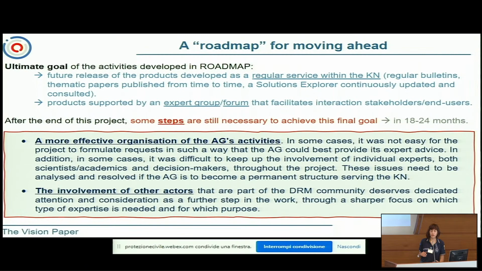To do this, we know that we need to do some steps. So we have a roadmap for moving ahead, the project roadmap. We think that the future perspective, the ultimate goal of our project, should be the future release of the products that we are presenting to you as a regular service within the knowledge network. So regular bulletins, thematic papers in a regular way of publication, the solutions explorer that's continuously updated and consulted. And we think it's important to have this product supported by an expert group and with a forum of collaboration. And when we talk about experts, we talk about a community which includes our advisory group, which includes the participants in the project. So it's a real community.